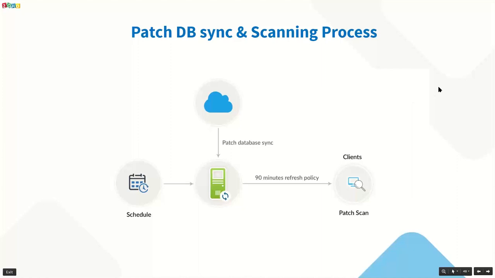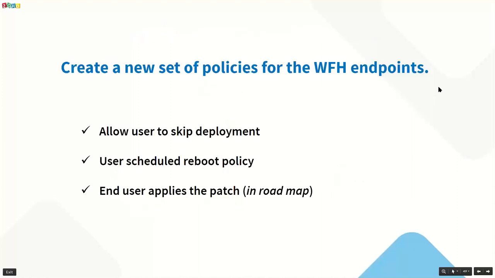Create a new set of policies for work from home endpoints. I will take you to the web console and explain in detail how to define the deployment policies for various scenarios. For now, I will concentrate on allowing the end user to skip the deployment or to schedule the reboot policy. And we are also working on a feature to allow the end user to apply the patch, something like a self-service portal, to allow the end user to proceed with the patch management for every month automatically.